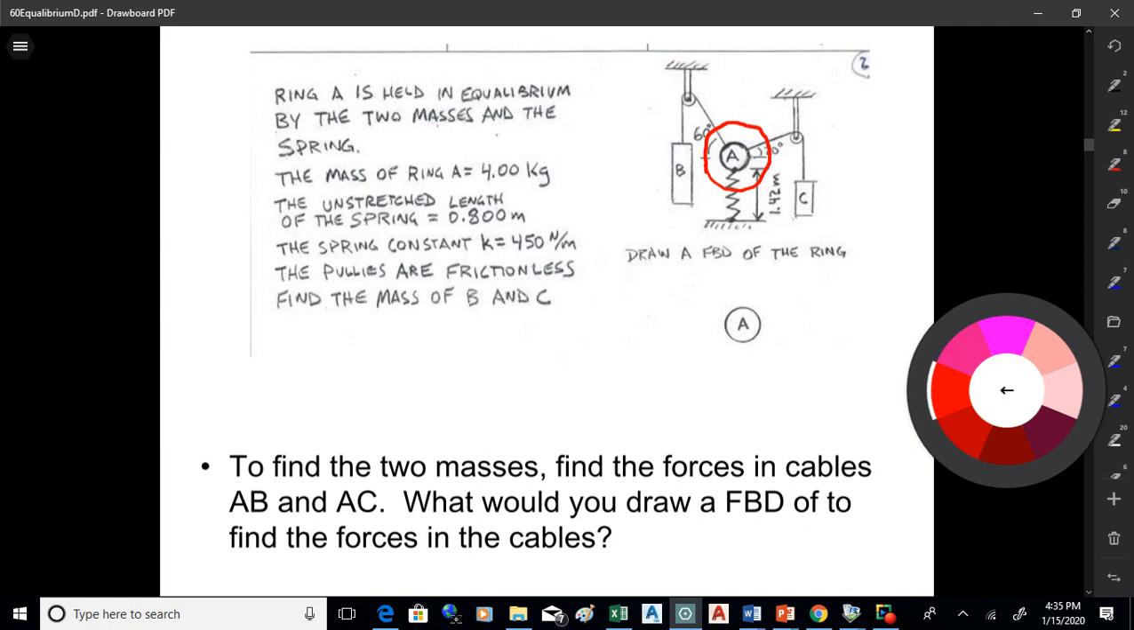All right? So how about taking a couple minutes and coming up with your best free body diagram you can of the ring. What's happening to the ring right now from its perspective? What's going on? So just a couple minutes there.